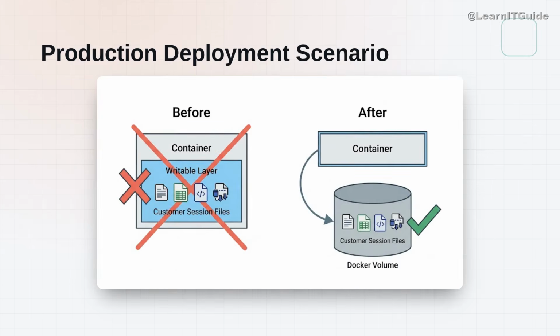Let me share a real-world scenario. An e-commerce platform experienced a catastrophic data loss when their container crashed. They had stored customer session files inside the container's writable layer, assuming it was permanent. They moved to using persistent Docker volumes, ensuring data survived even when the container was replaced during a deployment rollout. That is the difference between an amateur setup and a production-grade system.